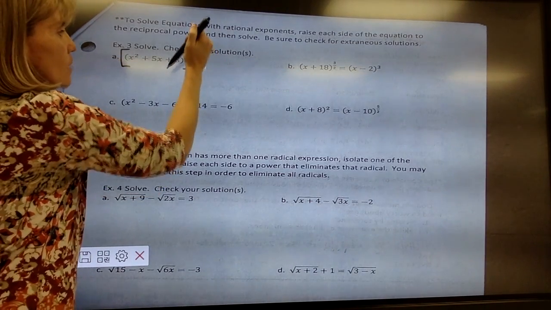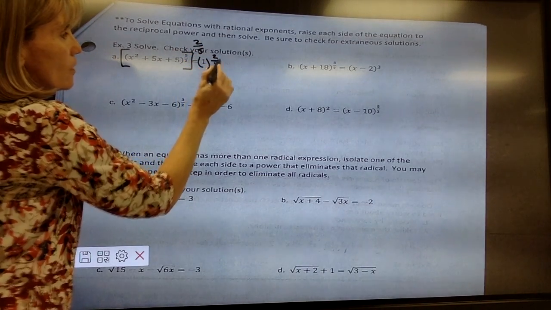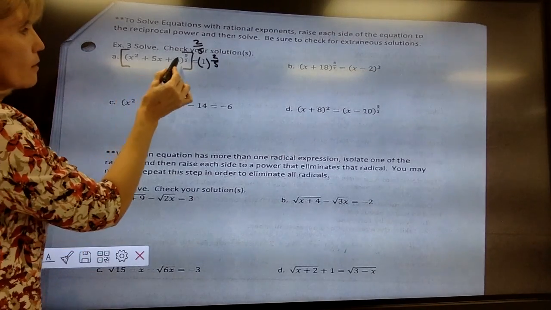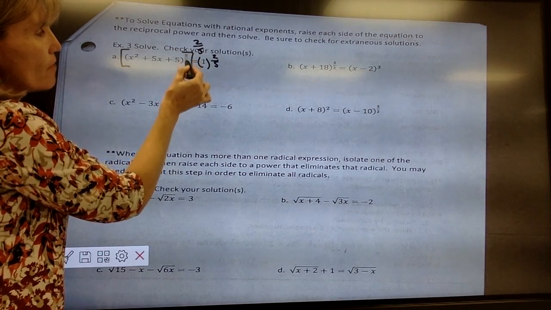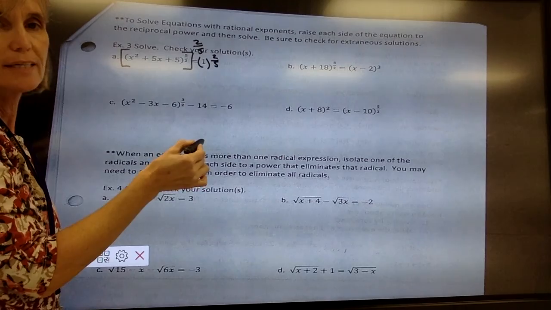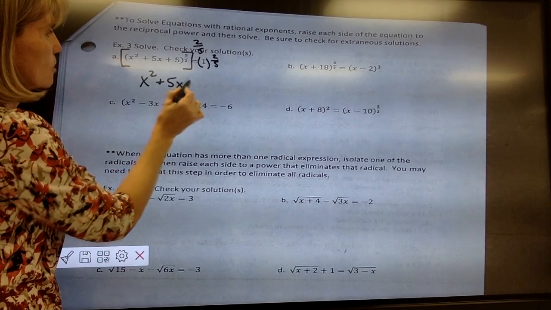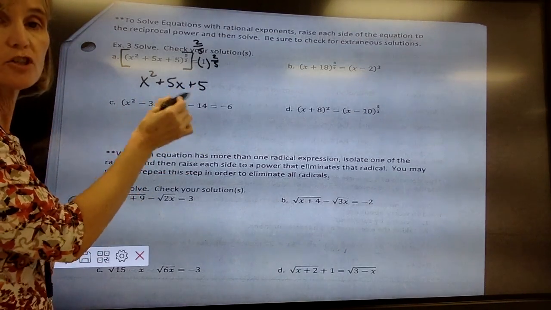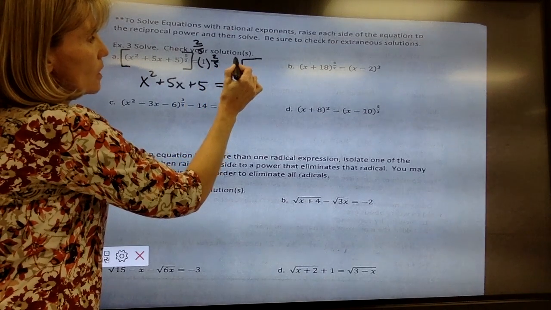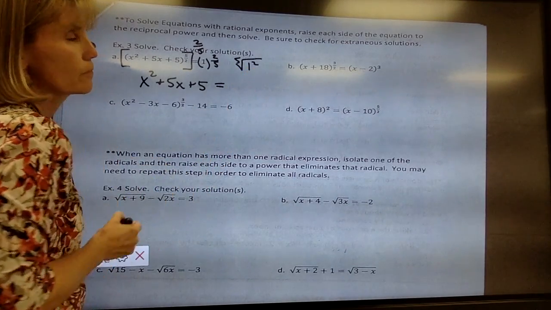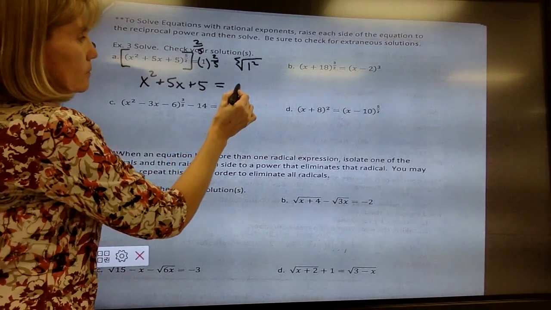I'm going to write this up here, 2/5 power. I've got to do the same thing to the other side. I've got to raise 1 to the 2/5 power. The rule for exponents, when I take a power and raise it to another power, is to multiply. So if I take 5/2 and multiply it times 2/5, I get 10 over 10, which is 1. So you get x squared plus 5x plus 5, all raised to the first power, which is just that, equals, on the other side, since 5 is in the denominator, I'm taking the 5th root of 1 squared. 1 squared is 1, and the 5th root of 1 is still 1.